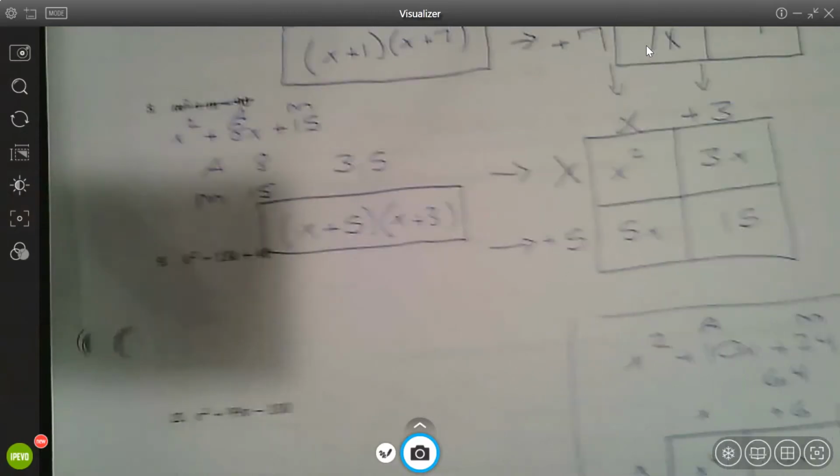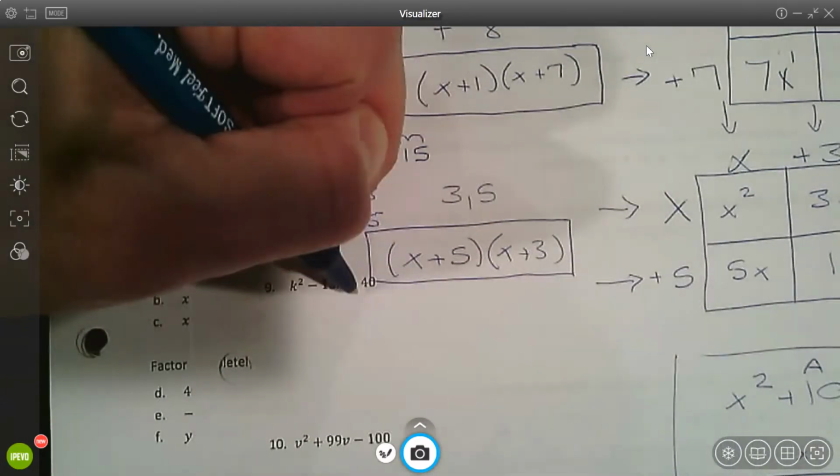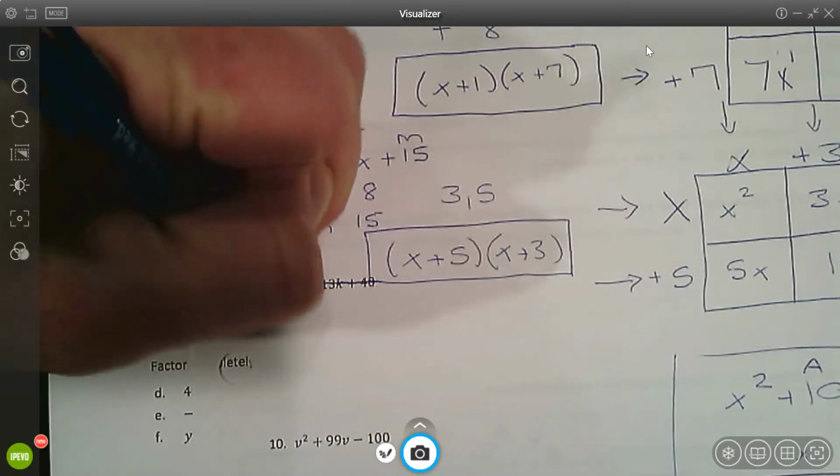So let's flip back to page 11. You may be running out of room, and that's okay. I'm going to give you 2 more to do. These, I want you to pause the video and practice.